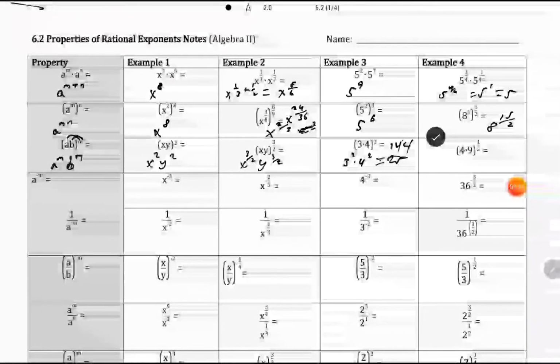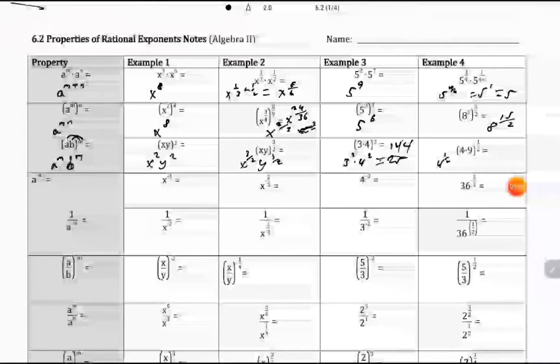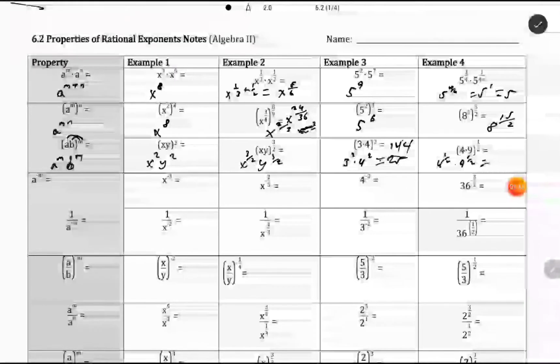Okay, and then 4 to the 1/2 times 9 to the 1/2. Now the other day, we remember that the 1/2 power is equal to the square root. So the square root of 4 times the square root of 9, that's 2 times 3, which is equal to 6.